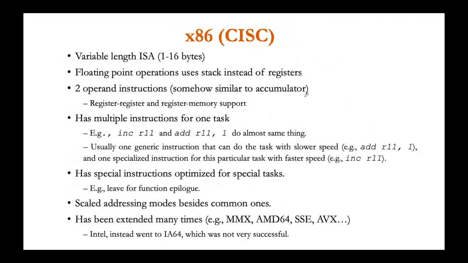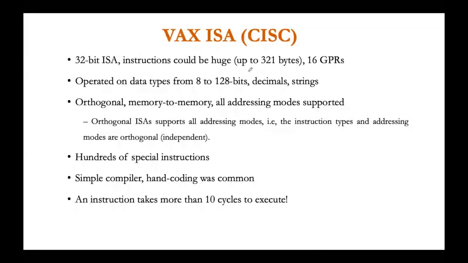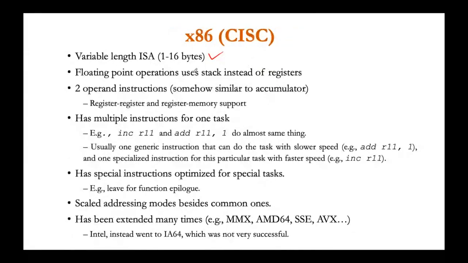Another one is the 8086, a CISC. Here it is using variable-length instructions, that is 1 to 16 bytes, whereas your VAX used up to 321 bytes, and 16 general purpose registers. Here it used 1 to 16 bytes. The 8086.